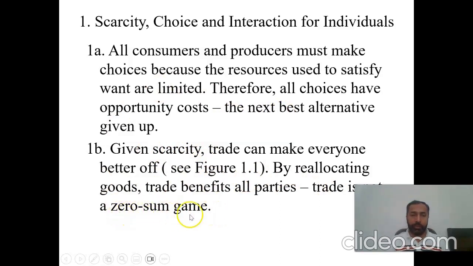What do we mean by zero-sum game? That the benefit of one person is not the loss of another person. By trade, by allocating goods, trade benefits all parties. By trade, it doesn't mean that if one party is making profit, the second party will be making a loss. It's not like that.